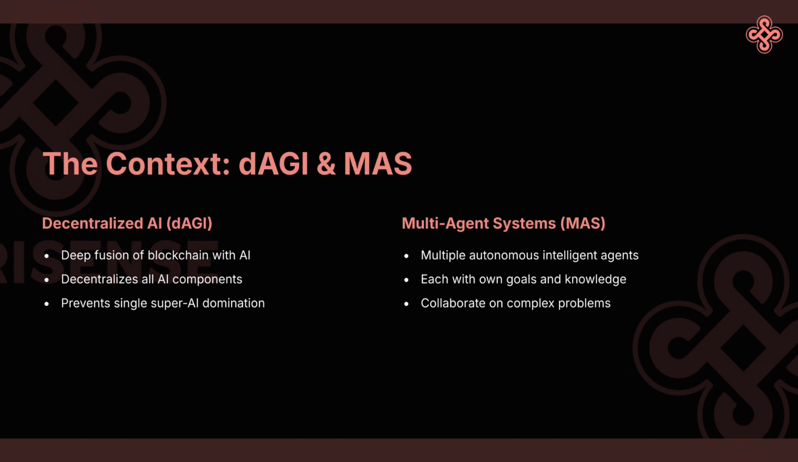The emergence of dAGI and MAS demands a robust infrastructure. As thousands of autonomous agents need to exchange value, share data, and coordinate complex tasks, they require a decentralized platform capable of supporting dynamic, adaptive, and frequent interactions. This need forms the essence of Verisense's purpose.